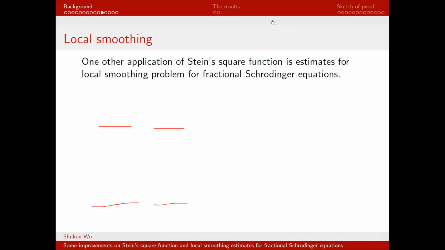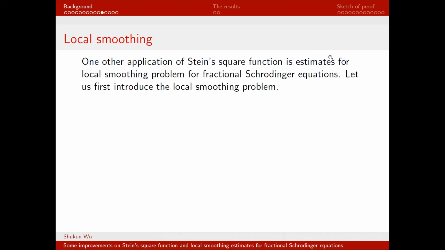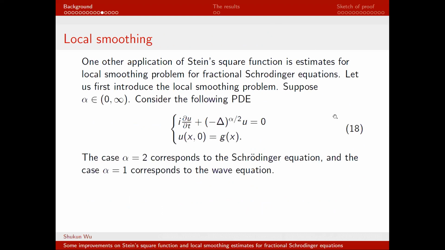Okay. One other application of Stein's square function is estimates for the local smoothing problem for fractional Schrodinger equations. So let's first introduce the local smoothing problem. Suppose alpha is some number bigger than 0, and we consider the following PDE. The case alpha equals 2 corresponds to the Schrodinger equation, and the case alpha equals 1 corresponds to the wave equation.